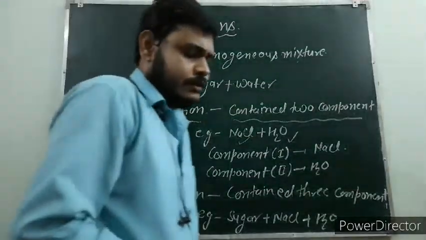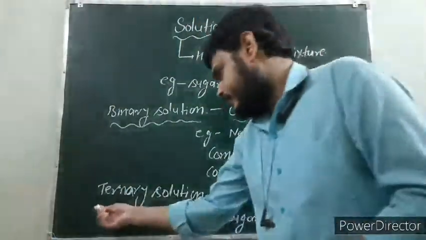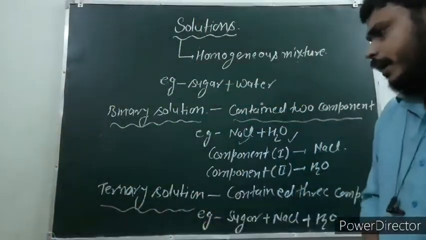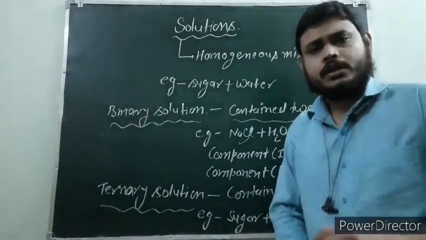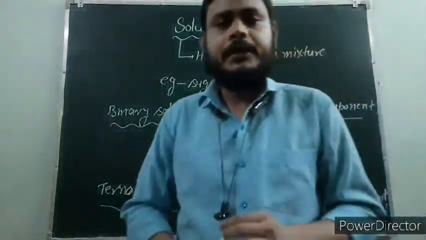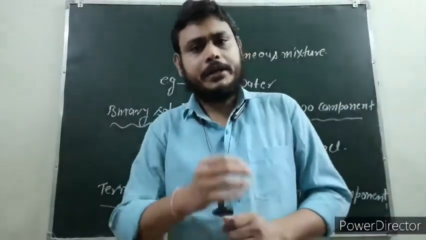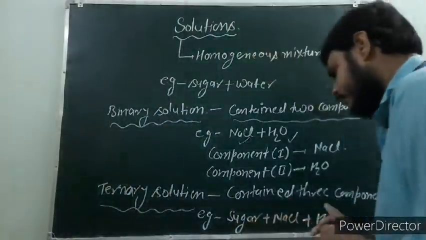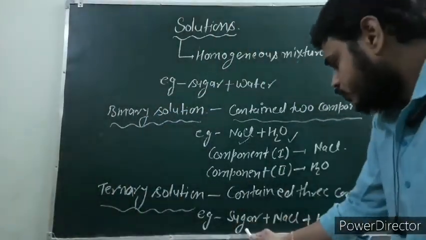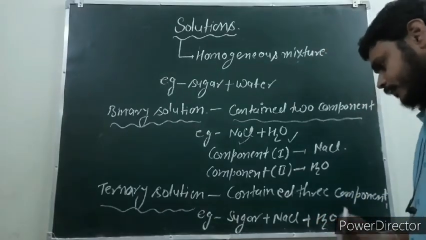Now third is the ternary solution. How to define the ternary solution? Those solutions which contain three components are called ternary solution. Clear? For example, sugar, NaCl and water.